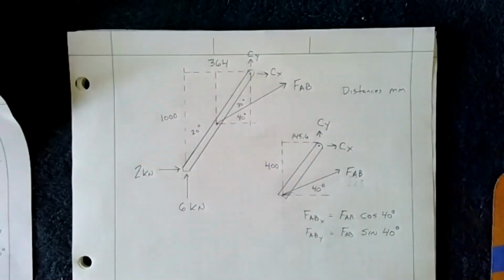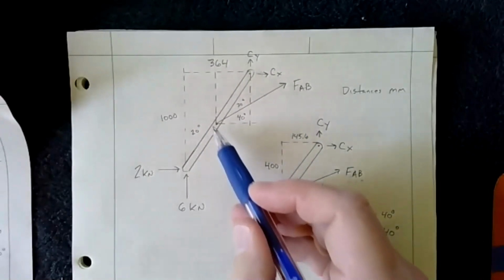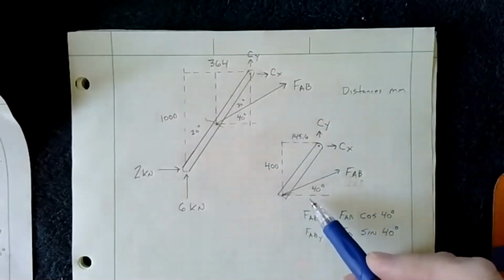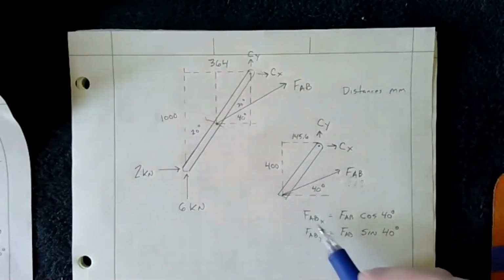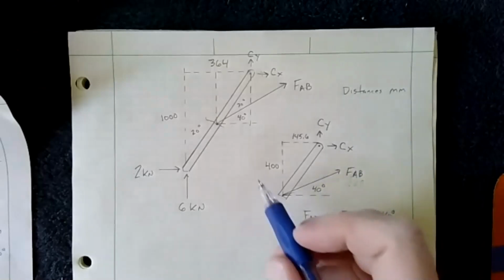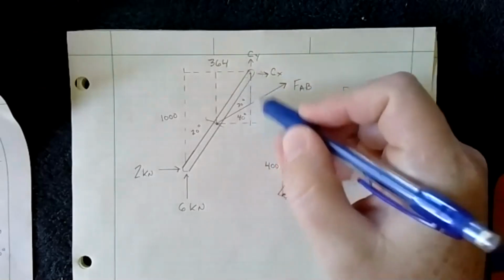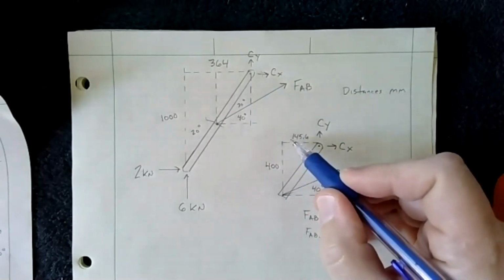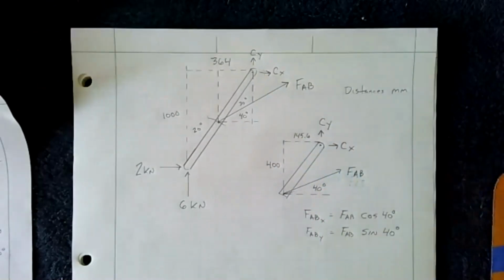Therefore, if I were to look at just the force AB, if I were to cut this off and put it down here, I can see that the force AB in the X is just going to be AB cosine 40. ABY is just going to be the force AB times sine 40. And the respective distances, this height up here, which is this here, is 400 millimeters. And using tangent, again, I found that's 145.6. So now that I have those basic dimensions, I can go ahead and solve.